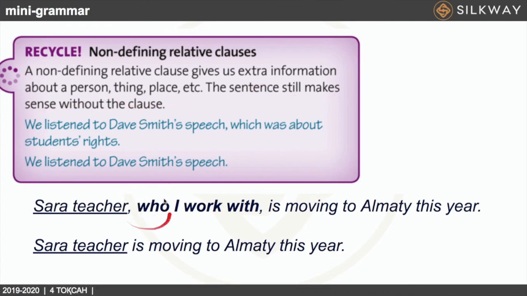So we use relative pronouns like who, which, where, when, etc. And here is another example. We listened to Dave Smith's speech, which was about students' rights. So, which was about students' rights is a non-defining relative clause. We listened to Dave Smith's speech. This is the main clause. So the main clause makes sense without the non-defining relative clause, which gives us, remember, extra information about this main clause. That's it for today.